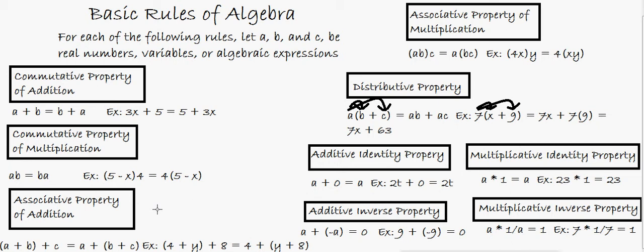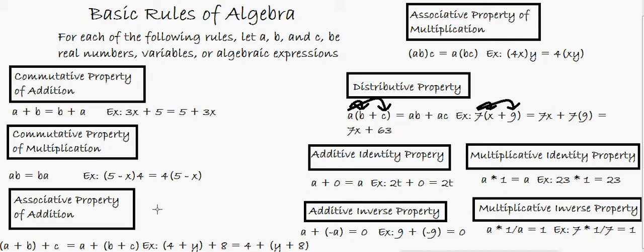If we plugged in, we're going to use the number 1 for most of our examples. 3 times 1 is 3, plus 5 is 8. On the other side, we have 5 plus 3 times 1, which is also 3, plus 5 is 8.